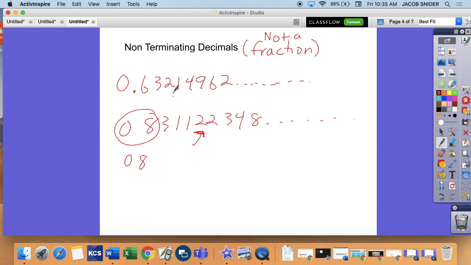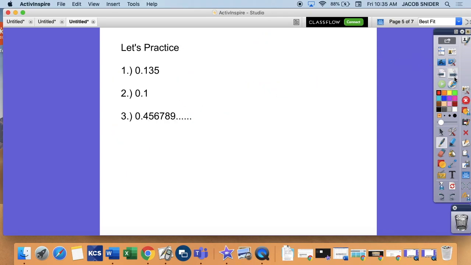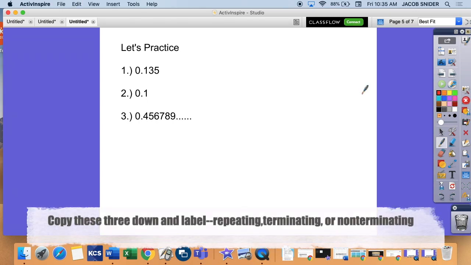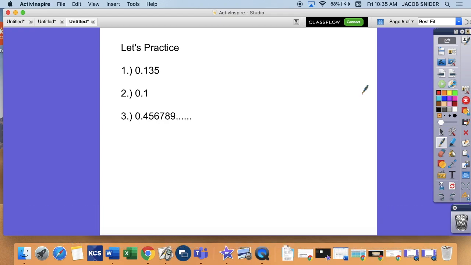All right, so let's practice a little bit. I got a couple pages here, examples. Write them down for me real quick. Let's practice. 0.135. That's right, we've got terminating. It ends. I forgot to put this here, but I wanted to. We're going to go ahead and put a line over that. Oh, that's a big clue. That's a big giveaway. So what does that mean then? That means that it is repeating.